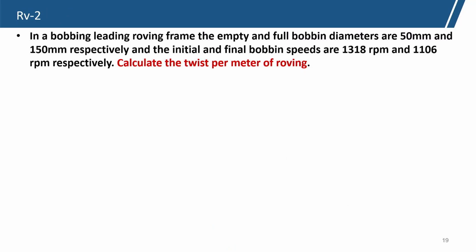here what is given is a bobbin leading roving frame. The empty and full bobbin diameters are 50 mm and 150 mm. Okay. That is 5 centimeter and 15 centimeter diameter respectively, and the initial and final bobbin speeds in rpm, initial rpm was 1318.